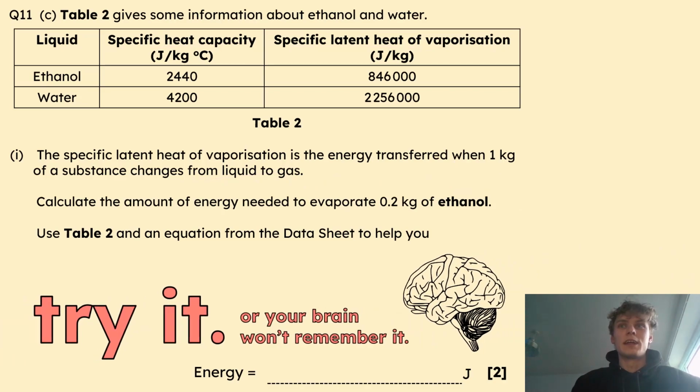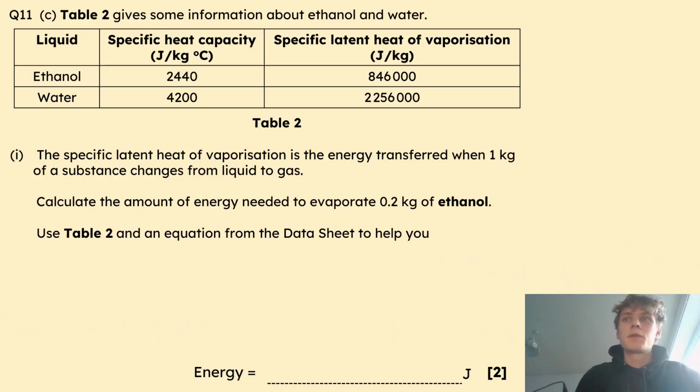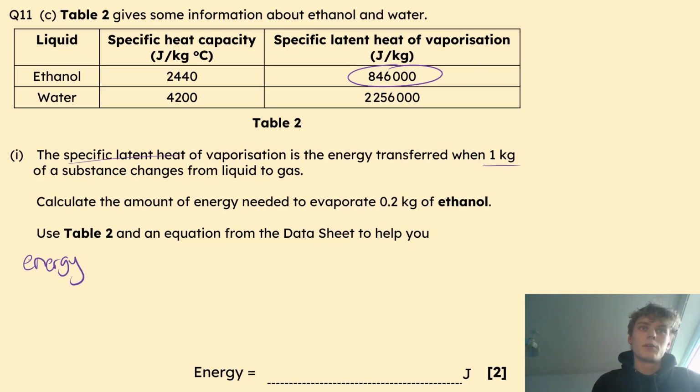So this is a calculation question. All you have to do is put the numbers together to get the right answer. So you should be able to write something down. Okay? Honestly, if you think about it for a bit, the question tells you the amount of energy needed to evaporate 1 kilogram of a substance. And that's right there. That's the specific latent heat of vaporization. You can find it in the table. So that means that the energy to evaporate 1 kg is going to be 846,000 joules.